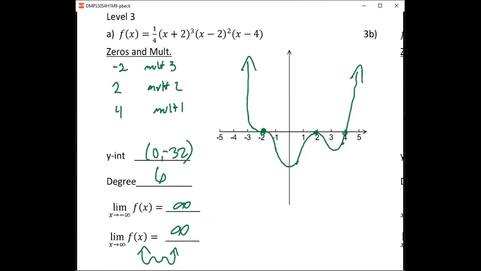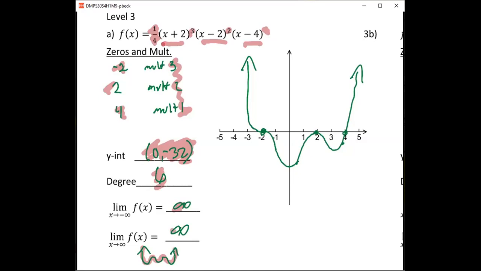For this level 3 problem, suddenly we start throwing more and more and higher degrees at you. So once again, our 3 zeros are right here. Multiplicity of 3 for the first 0, multiplicity of 2 for the second 0, multiplicity of 1 for the third 0. Add them all together and we get 6. Plug in 0, we get our y-intercept of 0, negative 2. This is a positive 6th degree.